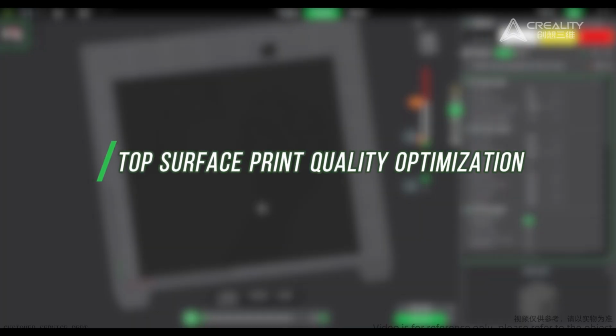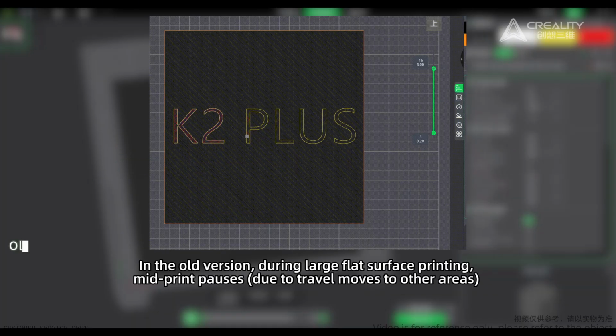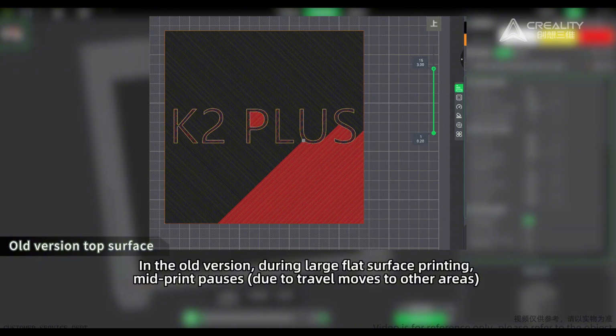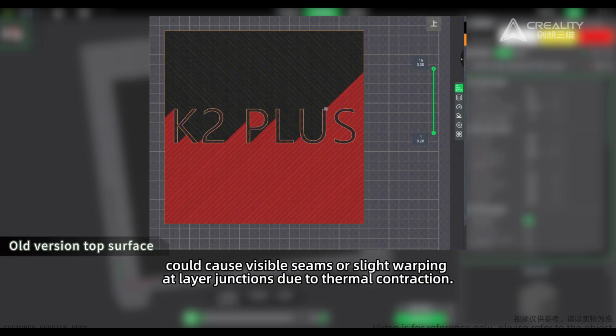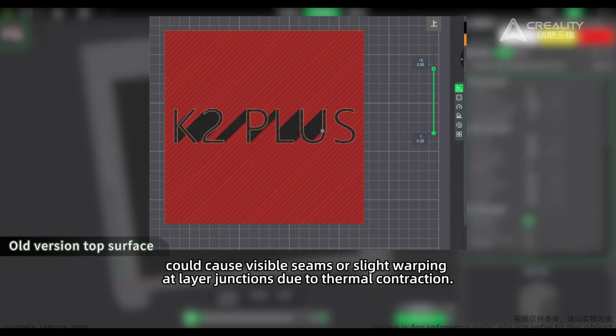Top surface printing quality optimization. In the old version, during large flat surface printing, mid-print pauses due to travel moves to other areas could cause visible seams or slight warping at layer junctions due to thermal contraction.